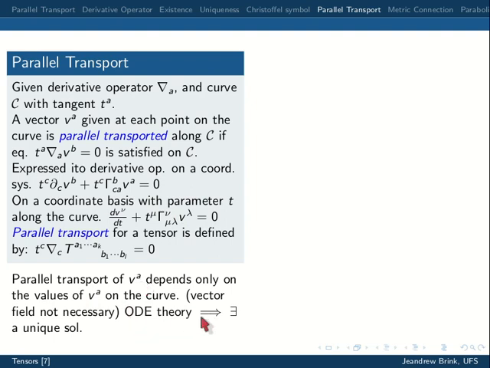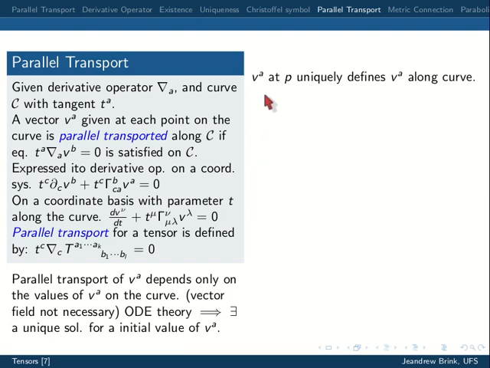And that means, just from ordinary differential equation theory, that there's always a unique solution. So you can always parallel transport any vector because of basic ODE theory, right? And you're guaranteed at least a local solution. So if you start with an initial value of a vector, you can parallel transport it along any curve. And also the vector at the specific point where you start uniquely determines the vector along the curve.